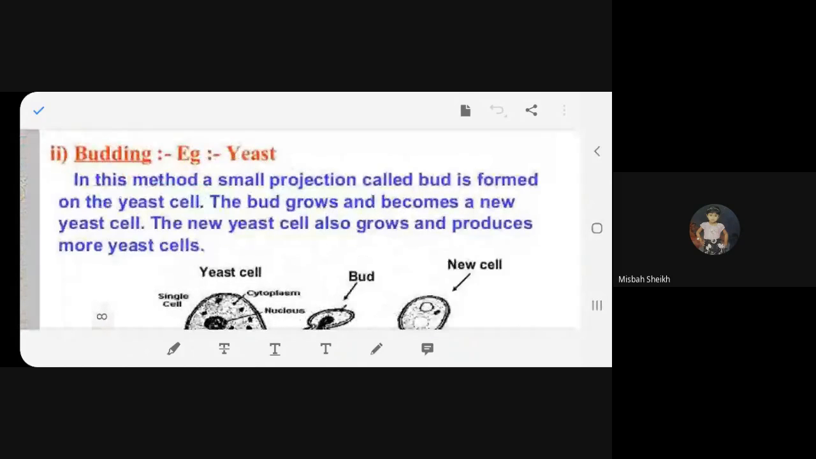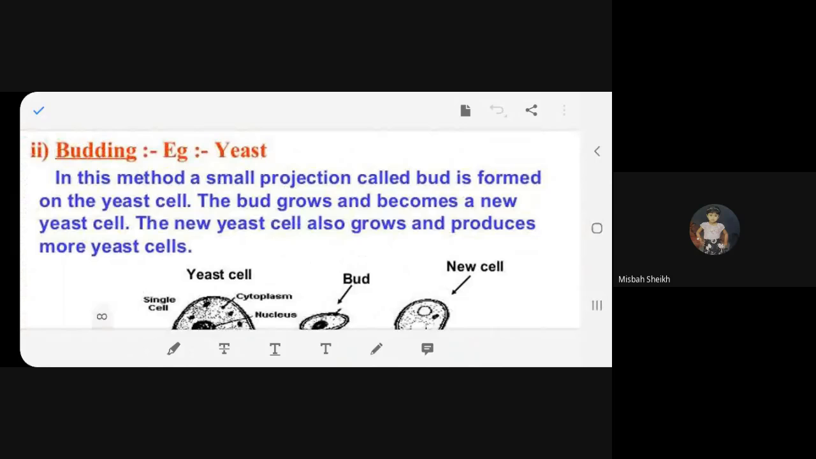Do one by one. Ma'am, can I read Budding? What's your name? Zainab. Okay, Zainab. Owen Fatima, you will read the next slide. Let Zainab start. Start reading, beta. Budding. Example: yeast. In this method, yeast, beta.